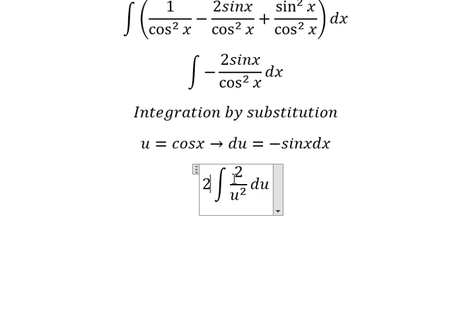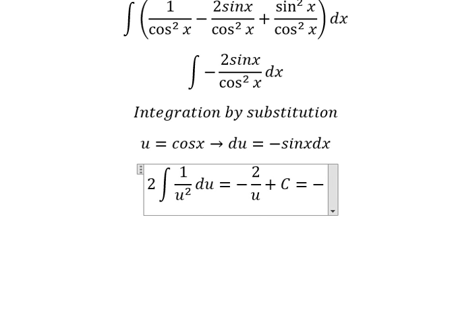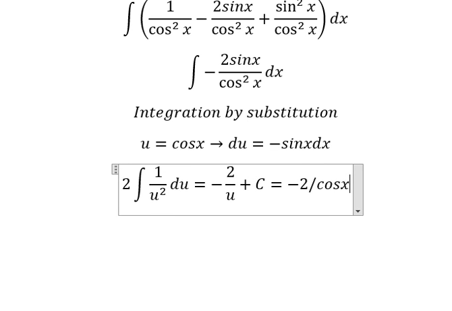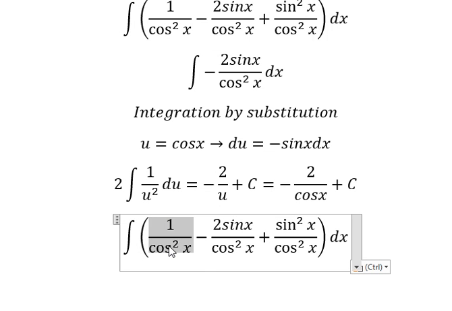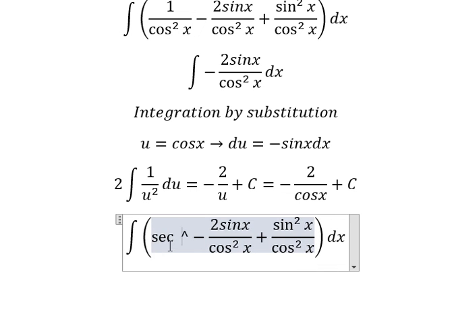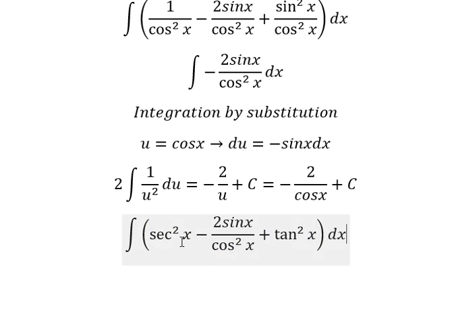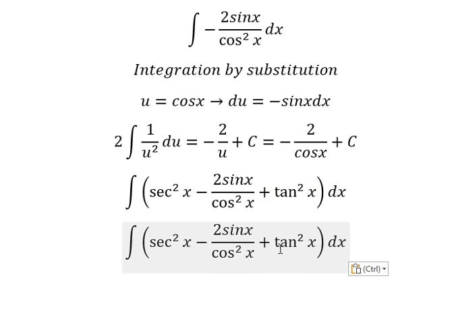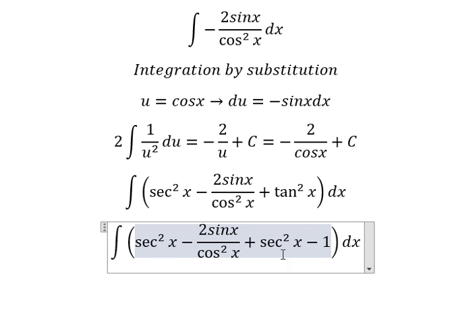And now I will put number 2 in here. The integration of 1 over u squared, we have negative 1 over u. About u, that is cosine s. So we know that this one is secant squared s. This one is tan squared s. Tan squared s is secant squared s minus 1. So secant squared s with secant squared s, we have number 2.